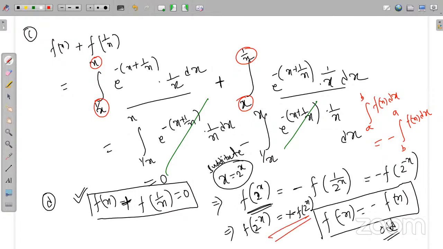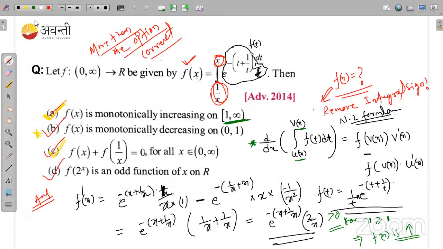By the odd function property, odd function means f of minus x is equal to minus of f of x. Similarly, f of 2 to the power minus x is equal to minus of f of 2 to the power x. So that is true. So hence option D is also correct. So that means we have three correct options, that is A and C and D.